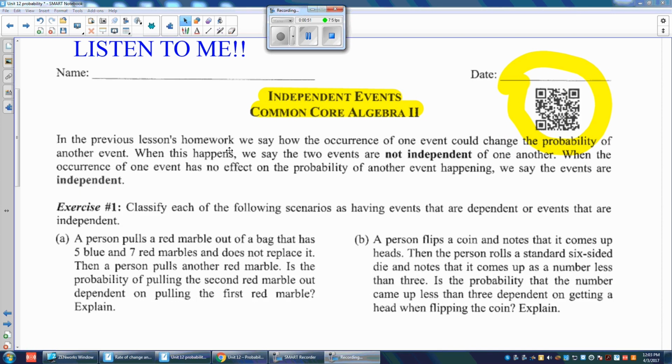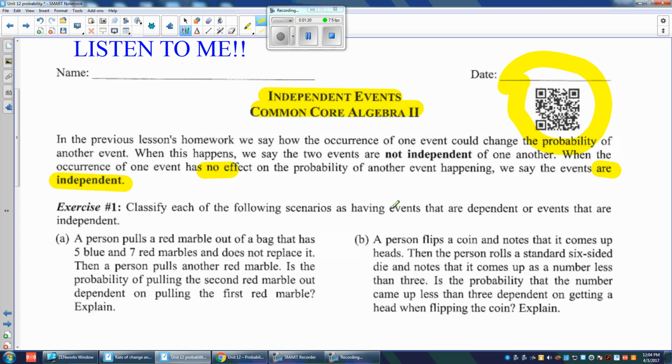Okay, so in the previous lesson's homework, we saw that the occurrence of one event could change the probability of another event. When this happens, we say the two events are not independent. I also say they are dependent on each other. When the occurrence of one event has no effect on the probability of another event happening, we say they are independent.